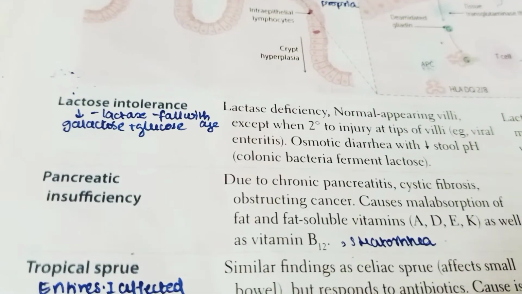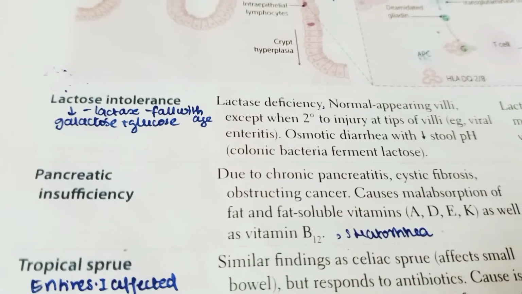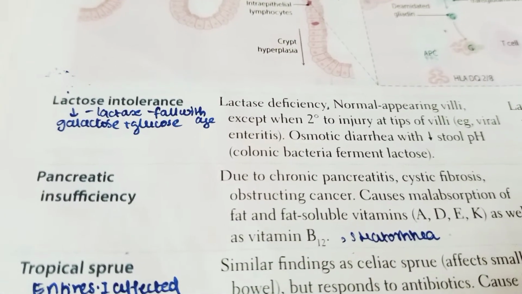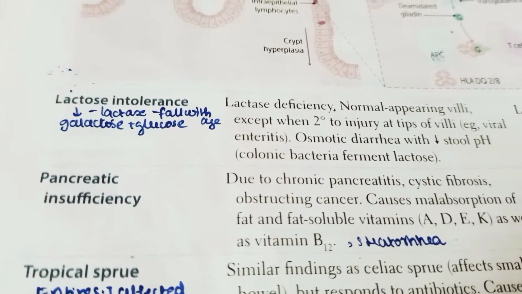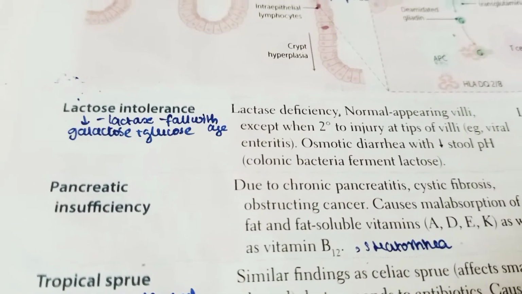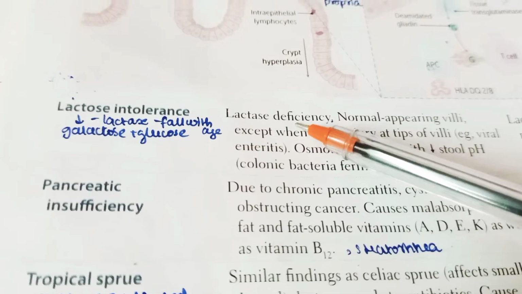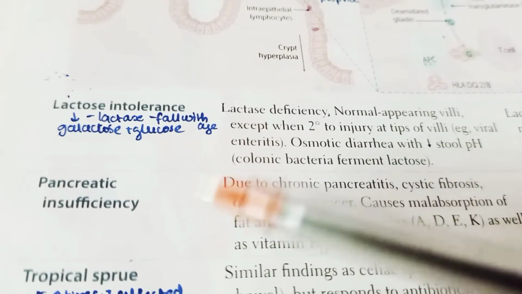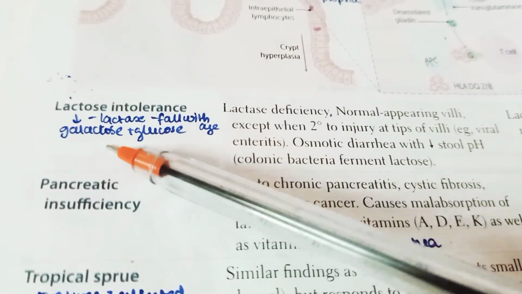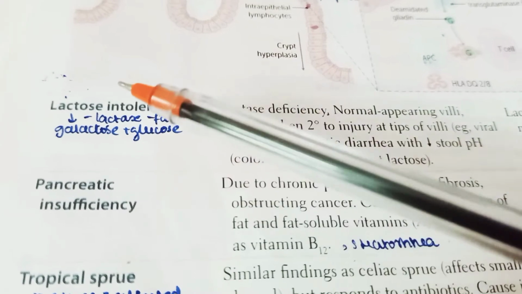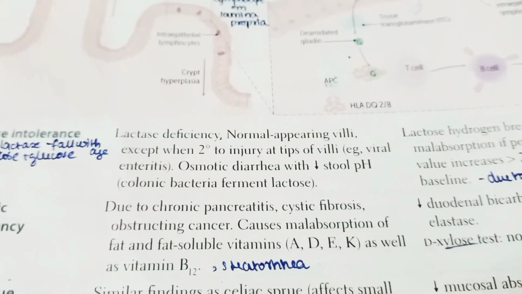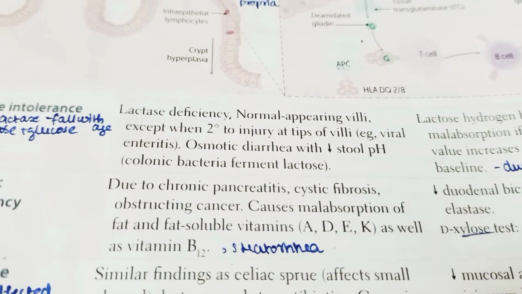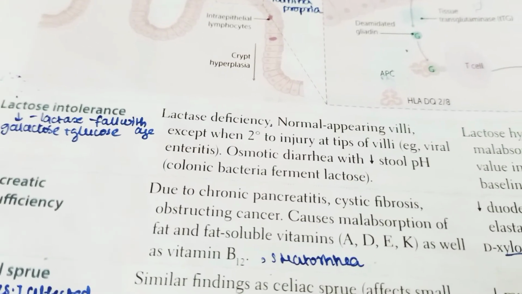Next, coming to lactose intolerance. In people who drink milk, sometimes it is not good for them because it will cause diarrhea and loss of fat in their feces. This is because they have lactase deficiency, so they can't digest milk. Lactose is made up of galactose and glucose. This lactase enzyme will fall with age.